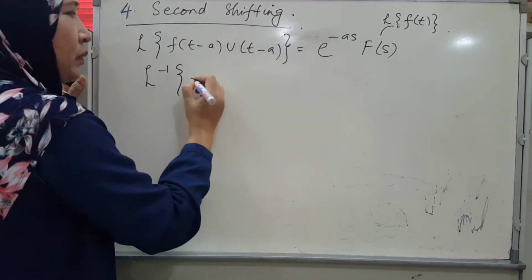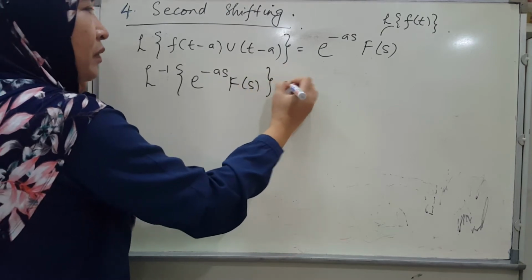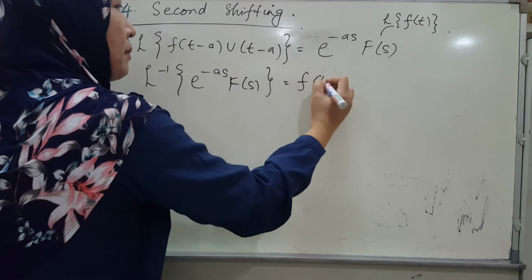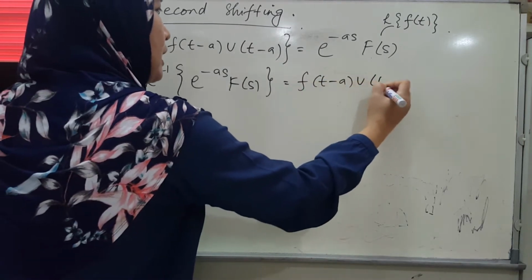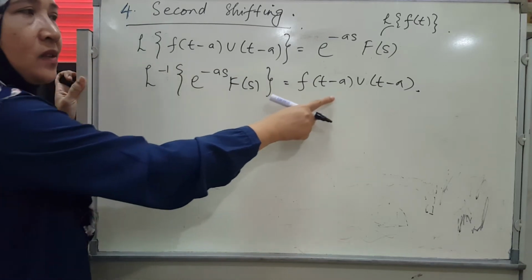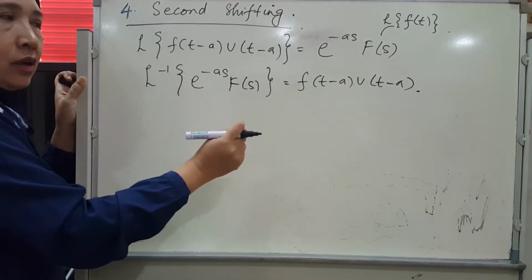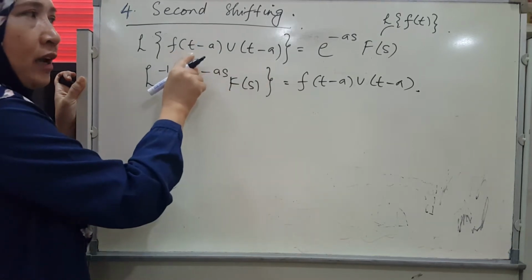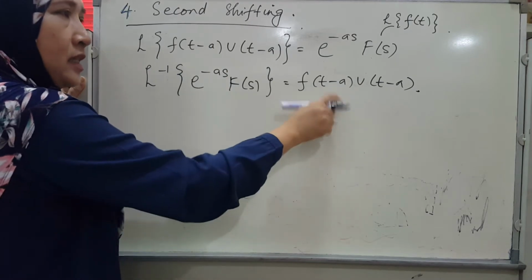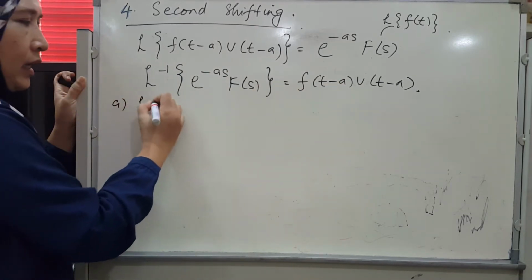So the other way around, we have e to the negative as F(s). What do we find? What do we get? f(t minus a). So that means your answer later on will be in terms of u, the unit step function now. Instead of previously having the question in terms of u, now the answer is in terms of u.